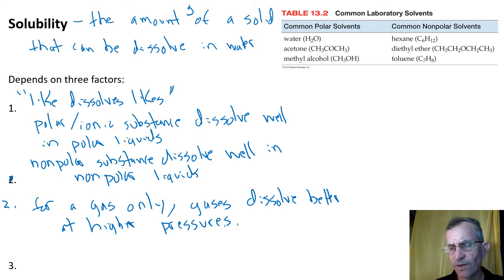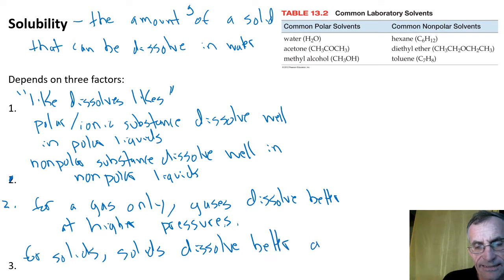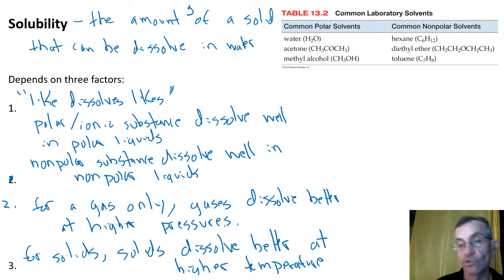And now for the last one, this one really only applies for solids. Solids dissolve better at higher temperatures. So if the water you're using is warmer, you're going to be able to dissolve more stuff in it than if the water is colder or cooler. So solids dissolve better at higher temperatures, in warmer water, basically.